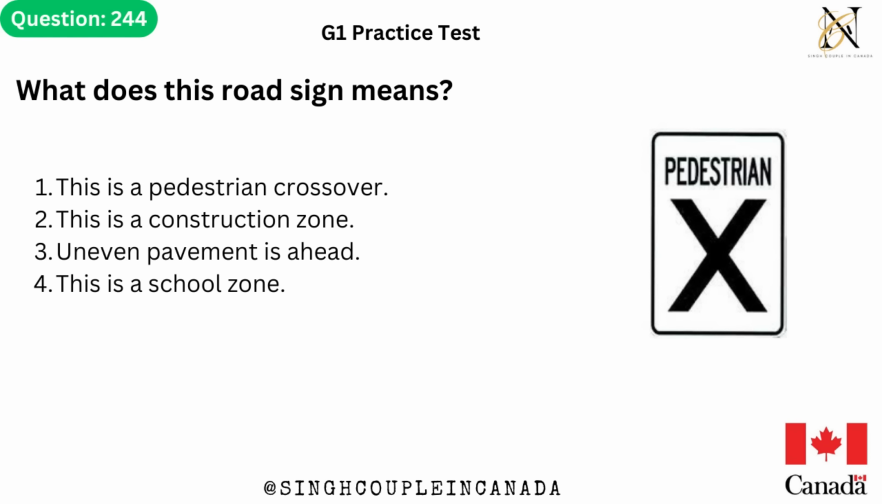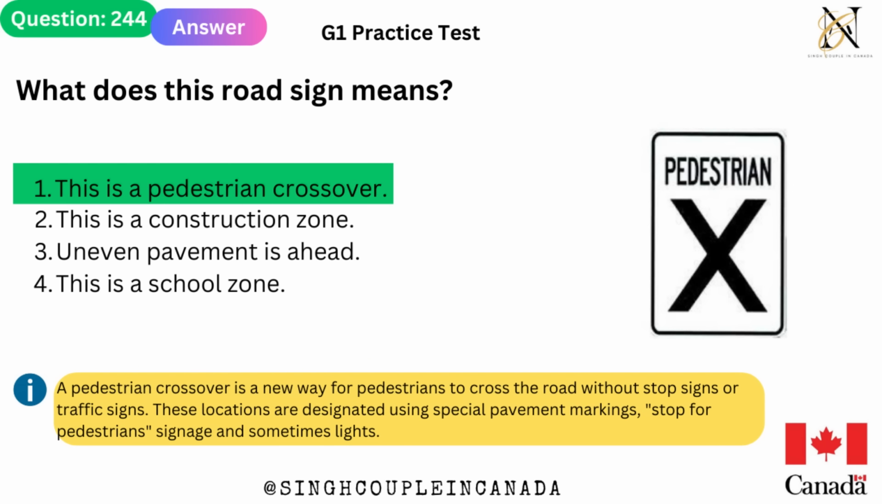What does this road sign mean? 1. This is a pedestrian crossover. 2. This is a construction zone. 3. Uneven pavement is ahead. 4. This is a school zone. The answer is 1. This is a pedestrian crossover.